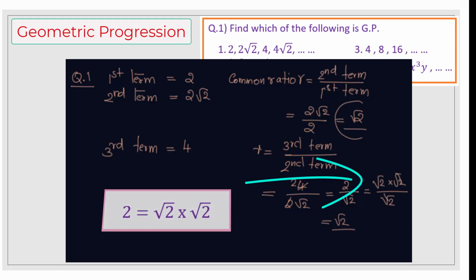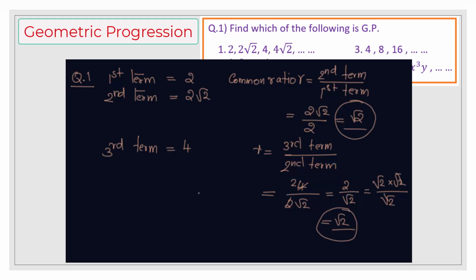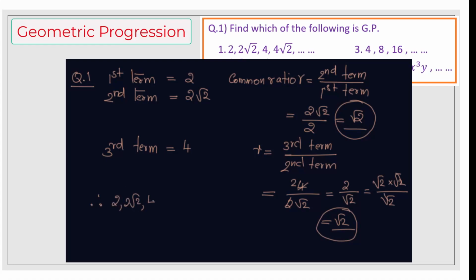So at this point, being a sequence, we assume that all the other such pairs will also give the same ratio, which is the common ratio. Hence, this sequence has a common ratio, and so we conclude that the sequence is in GP, and it is a GP with common ratio root 2.